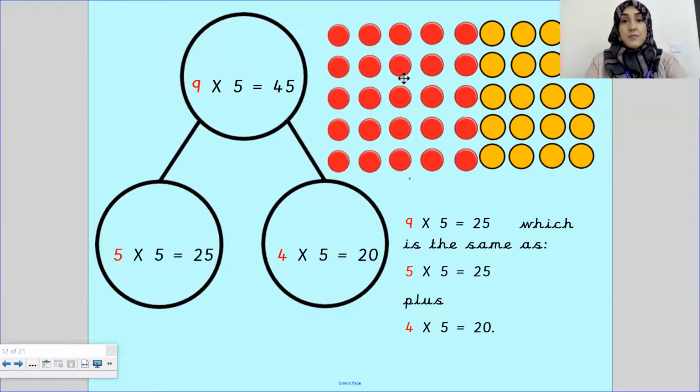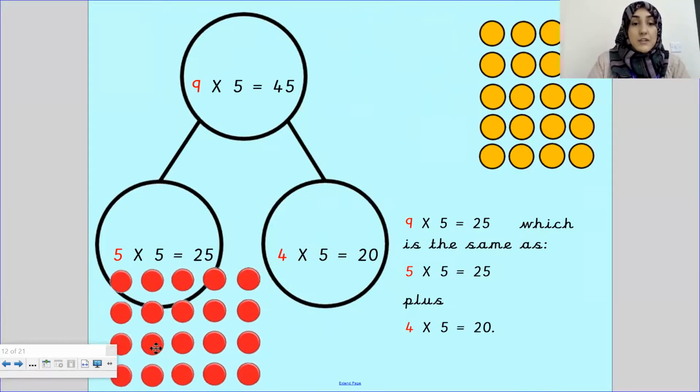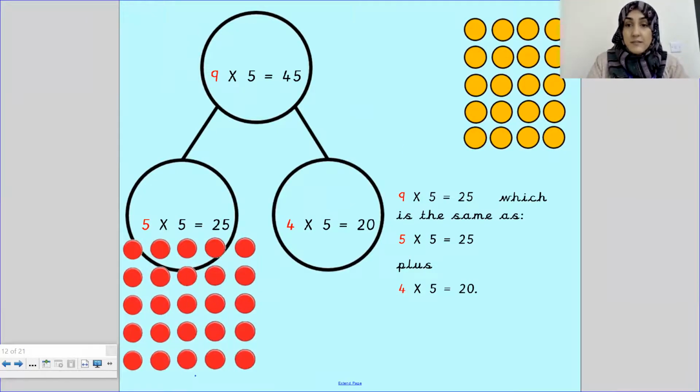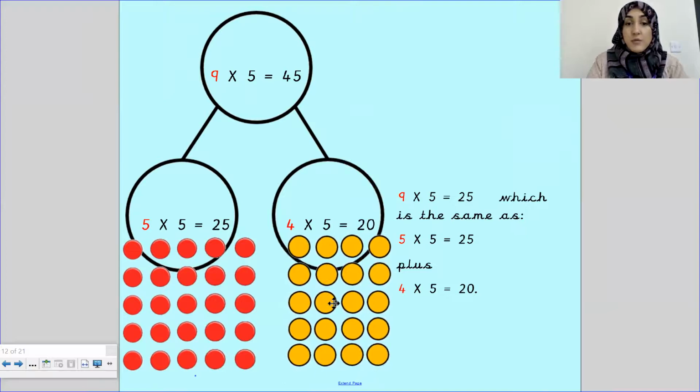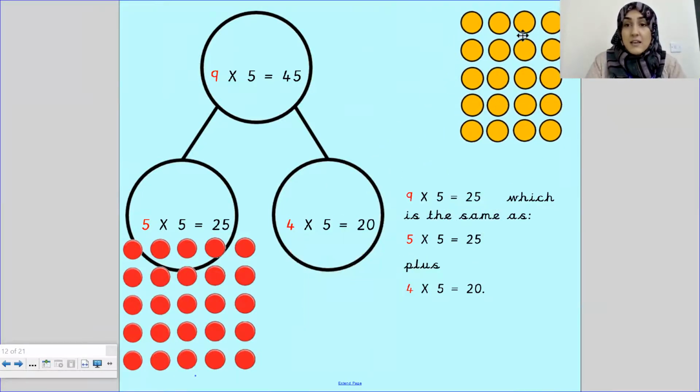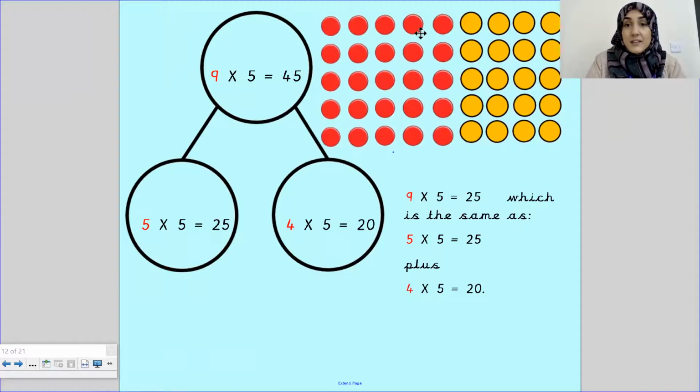Let's break this down. I know what 5 times 5 is, so I can do 5 times 5, which makes 25. And then I know what 4 times 5 is, which makes 20. So I could do 5 times 5, which equals 25, and then add 4 times 5 together, because 4 and 5 equals 9. We could mix them together, and then that gives us the answer, 45. We could add this and this together.